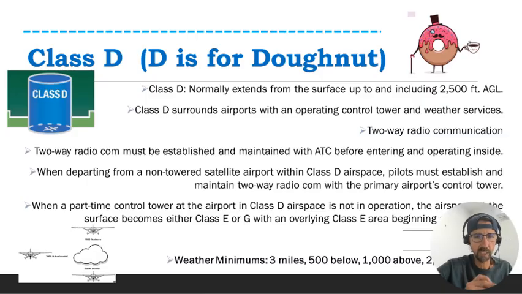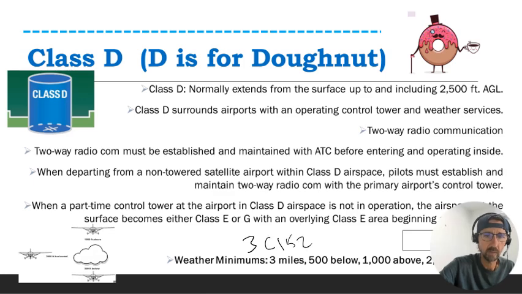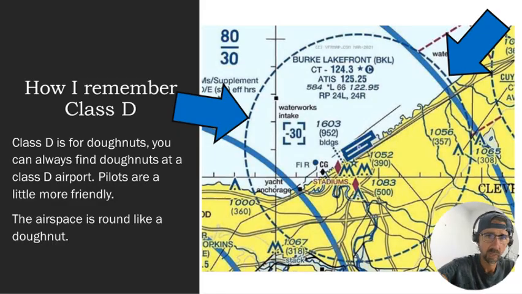Weather minimums, once again, we're talking about 3 Cessna 152s. What does that mean? That means 1,000 feet above, 500 feet below, 2,000 feet horizontally. 1,000 feet above, 500 feet below, 2,000 feet horizontally. That's 3 Cessna 152s. All right. How can I remember Class D? Because it looks like a donut. It's nice and round.